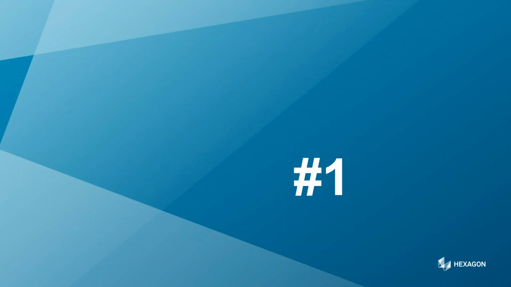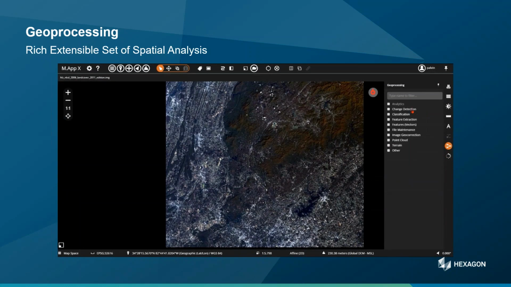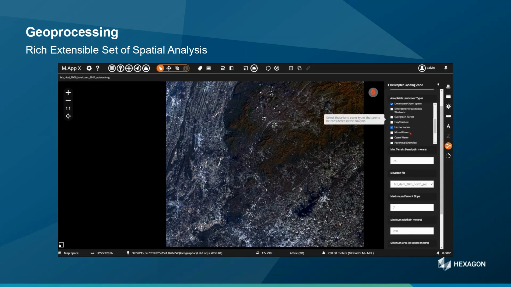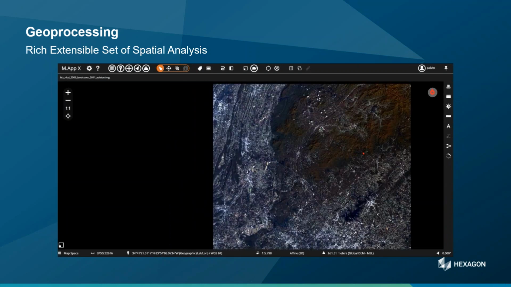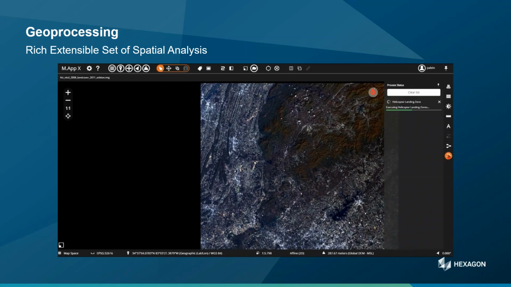And the number 1 functionality on my list is the geoprocessing power. So M.App X integrates the spatial model engine from ERDAS Imagine. So this model allows a non-technical analyst to do intricate geoprocessing without the need for extensive training. So an example is this helicopter landing zone model. So what I'm trying to do is to find a suitable landing zone for a helicopter. So the cool thing about the spatial model is I don't really need to know the intricate calculation needed to find a landing zone. I only need to understand the parameters that I want and tell the model these parameters.